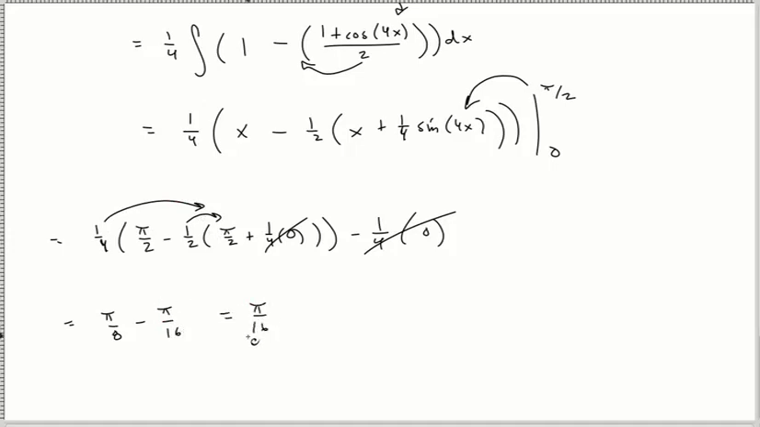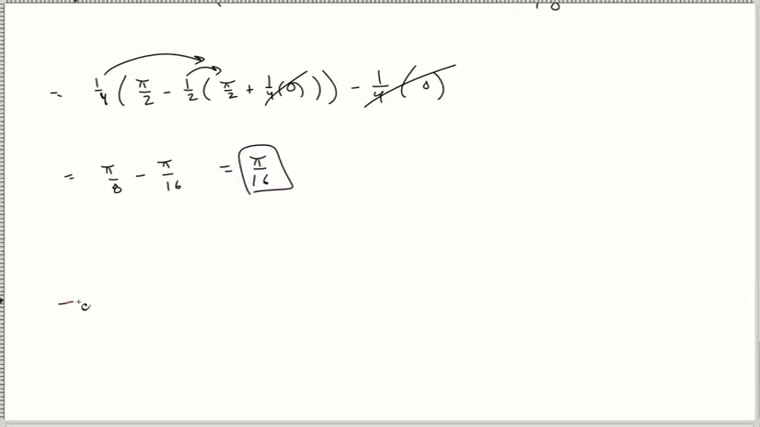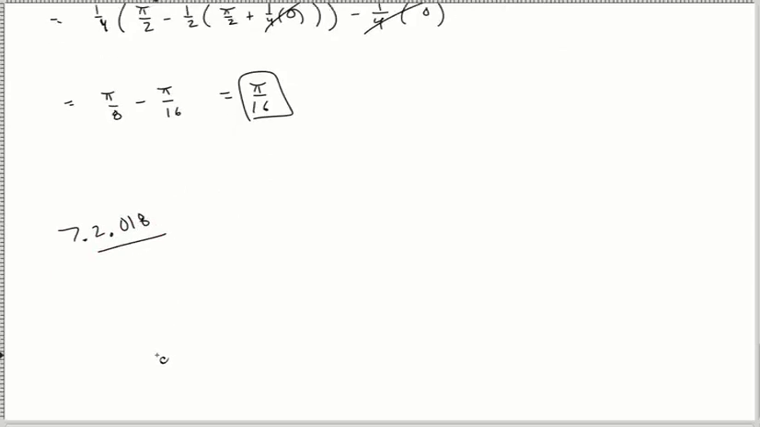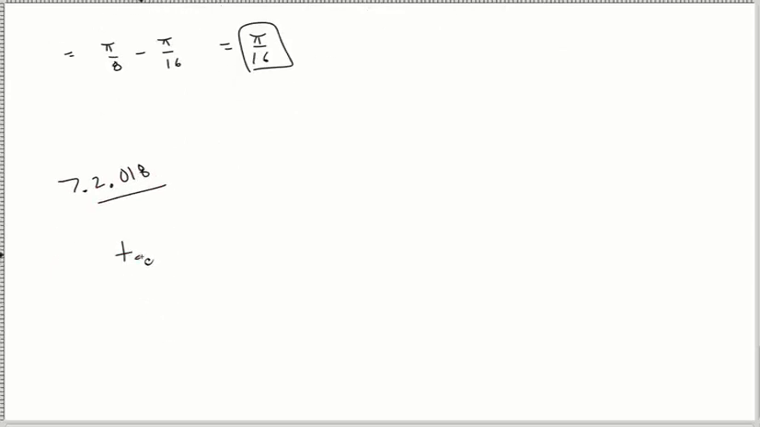That's it. There we go. Next question. 72018. So I now have the integral of tangent squared x cosine cubed of x dx, and go and figure it out.